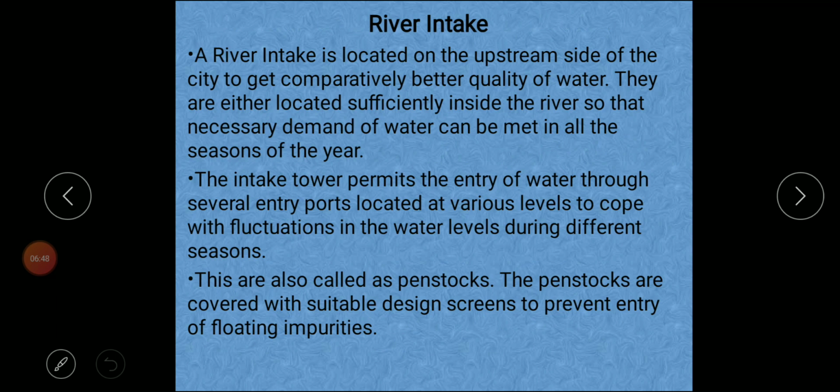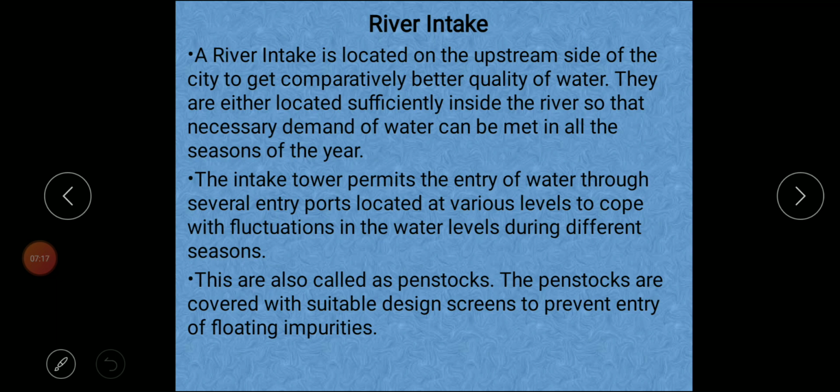River intake. A river intake is located on the upstream side of the city to get comparatively better quality of water. So with the help of a river intake we can get better quality of water. These are located sufficiently inside the river so that the necessary demand of water can be met in all the seasons of the year.